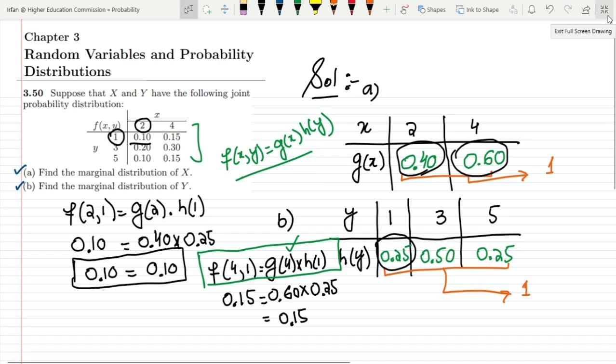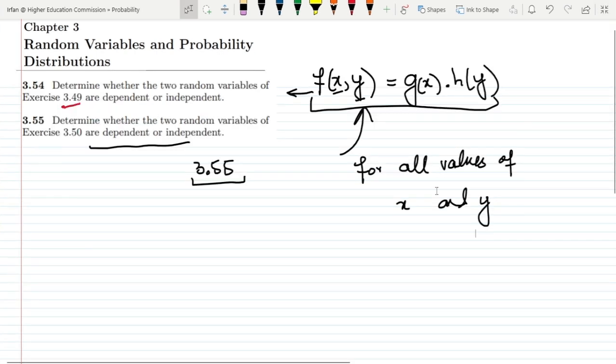Okay, so let me move to the main page, and here in question 3.55, the two random variables are independent of each other. So in question 3.54, the two random variables were dependent on each other, while in 3.55 the two random variables were independent of each other.